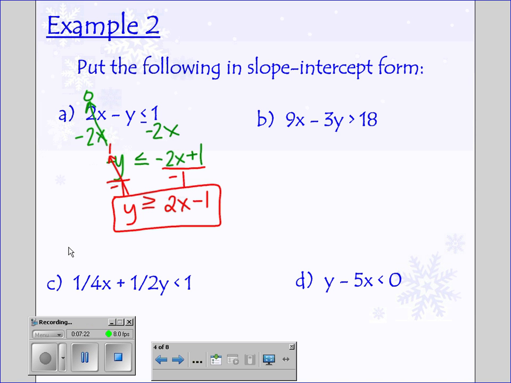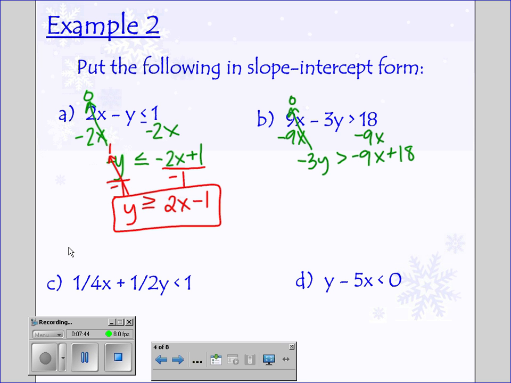So now let's look at B. Our first step is the same. I'm going to subtract 9x from both sides. 9x minus 9x is 0. I'm left with negative 3y on the left side. Greater than does not change. Negative 9x plus 18 is left on the right side.